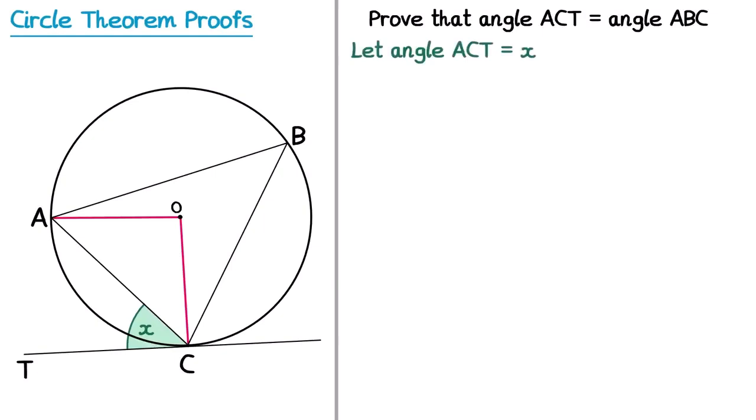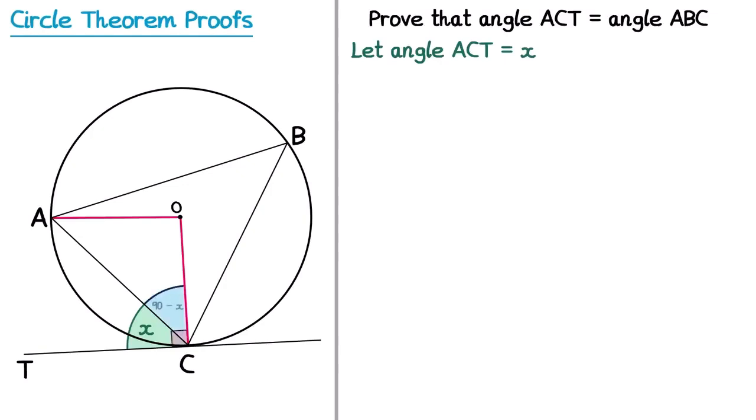Now if you look at the angle OCT, this is where a radius meets a tangent, and a radius meets a tangent at 90 degrees. So this angle here is a right angle, which means we can find this angle that I've marked in blue by subtracting the angle X away from 90.